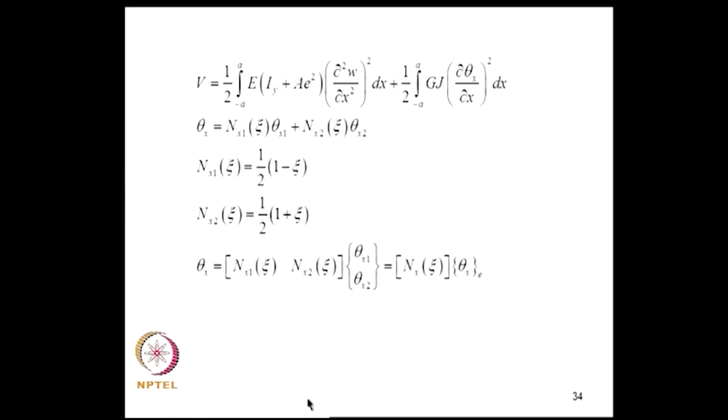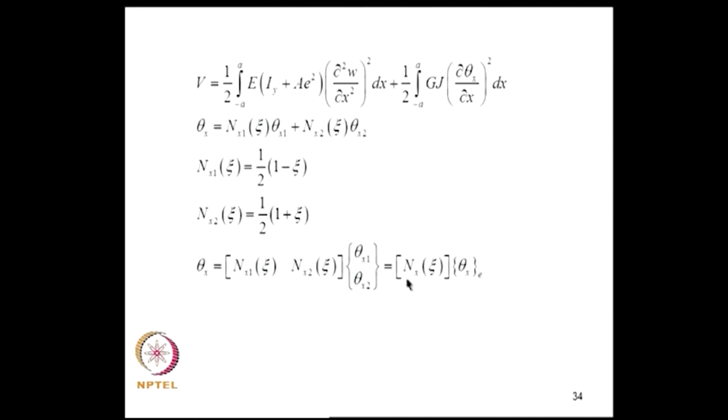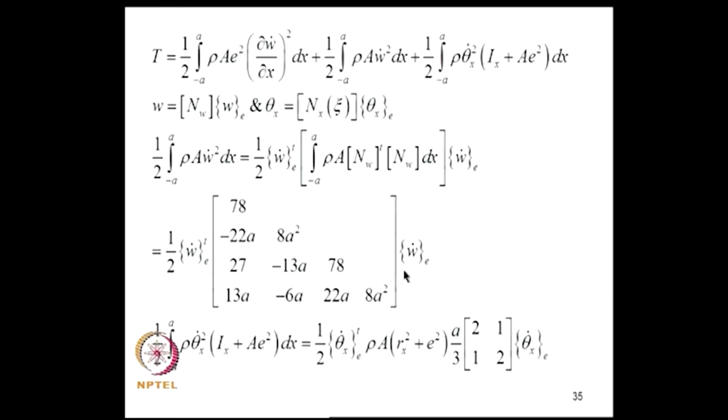For twisting theta x, the second term, I use linear interpolation functions that we have seen, nx1 psi theta x1 plus nx2 psi theta x2, and these are linear interpolation functions, and for theta x I get this representation. So, I have this representation for W, and this representation for theta, and I can combine the two and write the expression for kinetic energy.